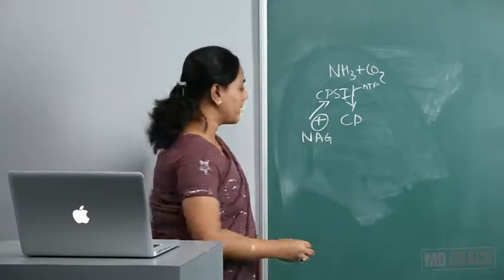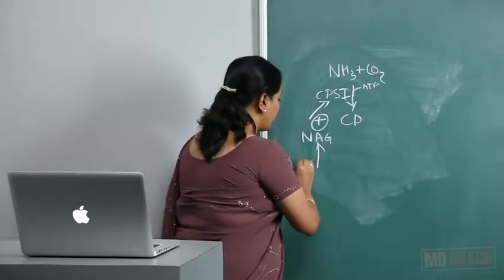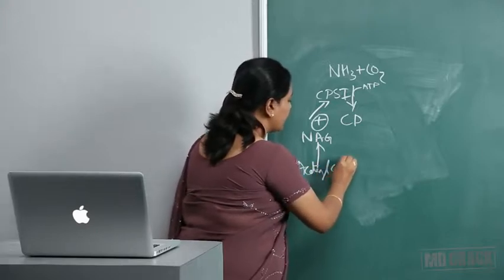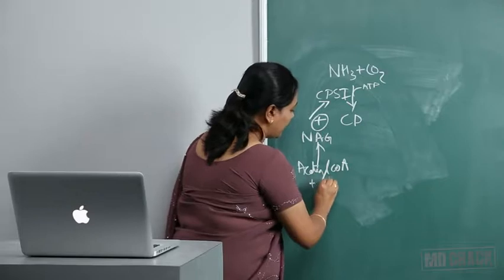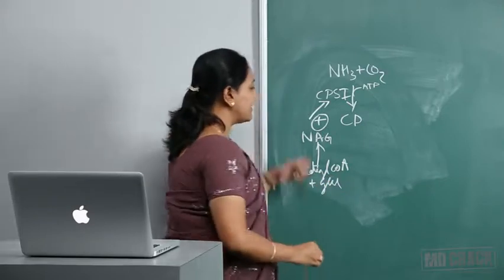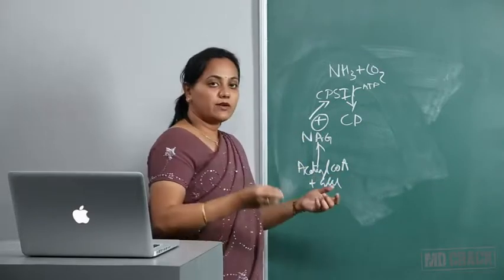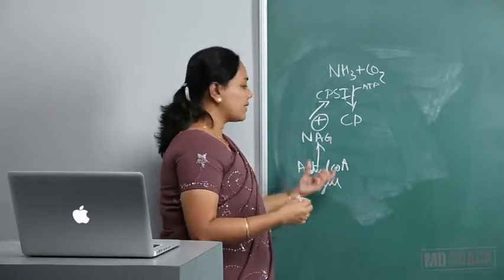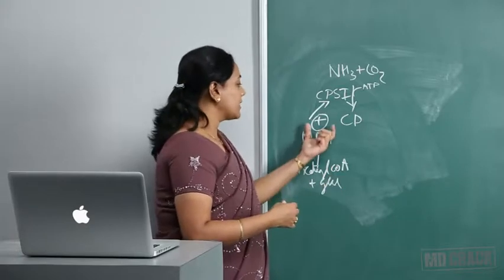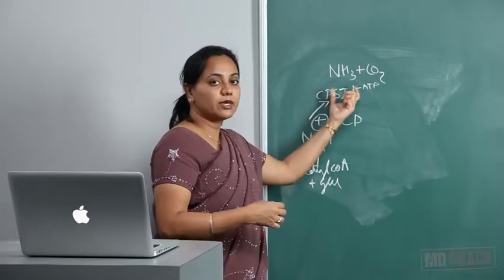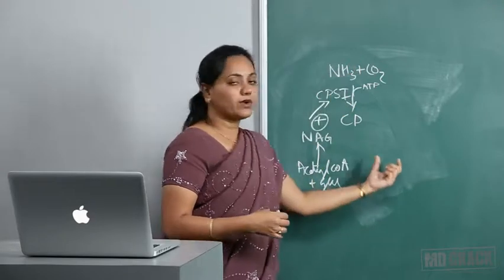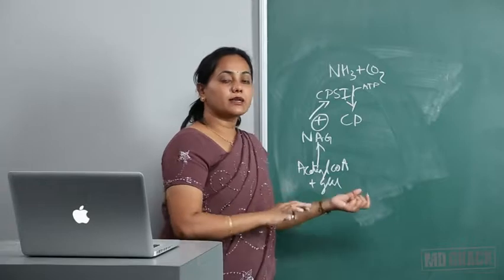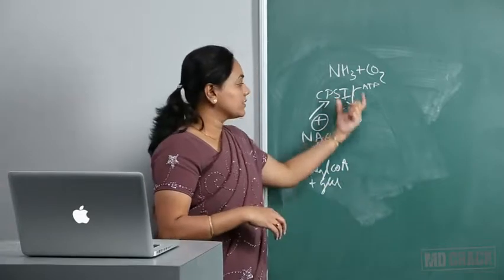This N-acetyl glutamate, from where was it formed? It was formed from acetyl-CoA plus glutamate. So whenever in a well-fed state, glutamate is more, and at that time it will combine with acetyl-CoA and form N-acetyl glutamate, and this will stimulate CPS1, and more ammonia is converted to urea. So in the well-fed state, more urea is formed because of the degradation.